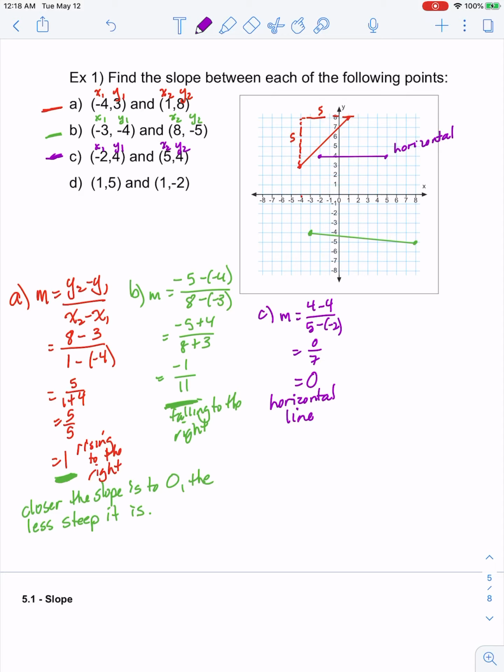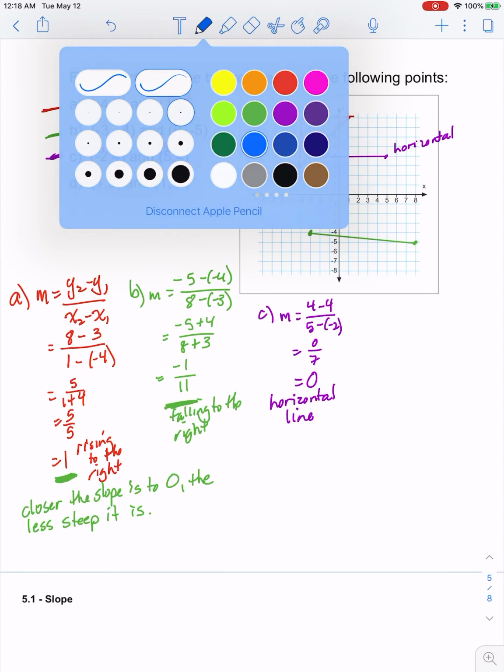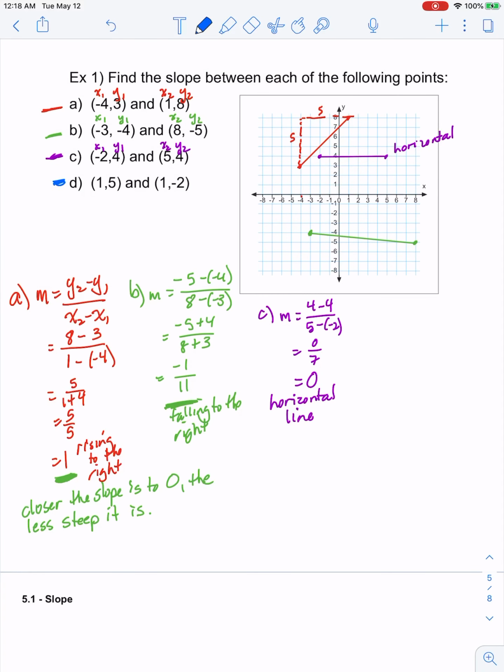Okay? It's not rising to the right, it's not falling to the right. It's just horizontal. It's like a flat line. It's like 0. It's like you're dead. It's a flat line. Okay, last one. I'm going to do it in blue. Okay, X, you can turn it off and check it out yourself.